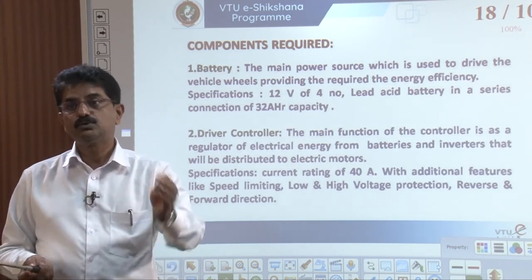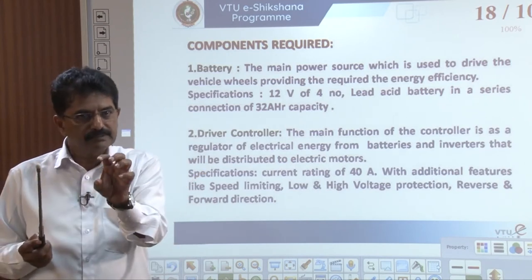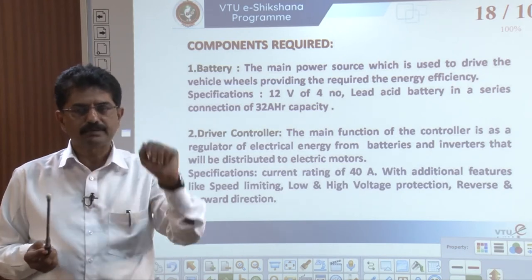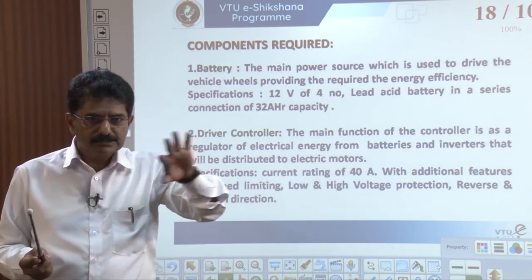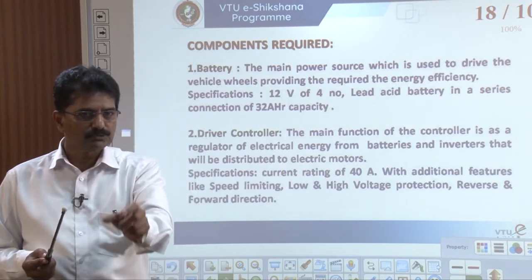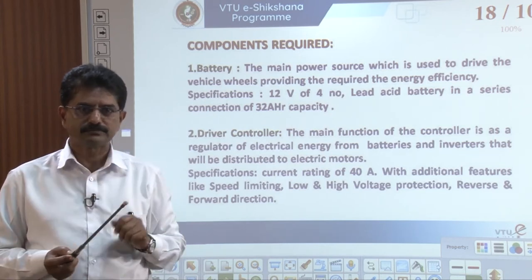The question is how to get 48 volts. Here, for the availability of batteries in the market, there is a 12 voltage. We have to buy 4 batteries. All the 4 batteries are to be connected in series. When the batteries are connected in series, the total voltage becomes 12 plus 12 plus 12 plus 12. That is 48 volts.